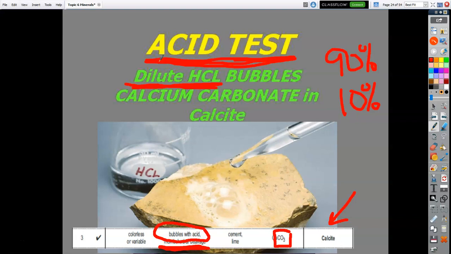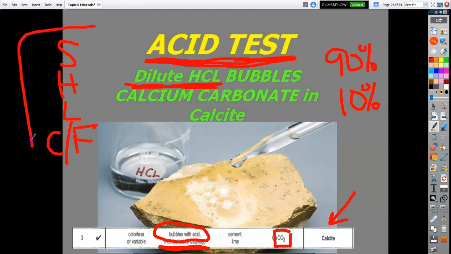I would say no, only because it doesn't help you. Your good tests, again, are going to be your streak test, your hardness test, your luster test, you know, whether it has cleavage or fracture. Those are probably going to be your best tests. Streak, hardness, luster, cleavage, fracture. Those are your better tests. Acid, again, works for this, but that's about it.